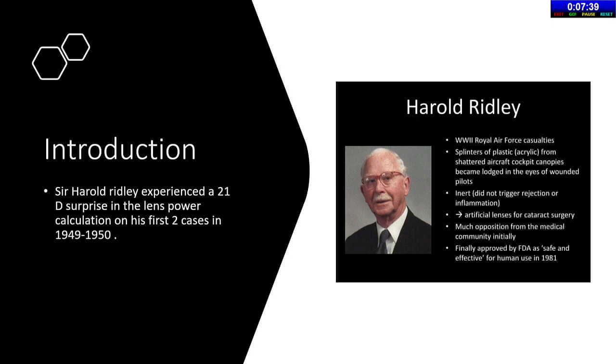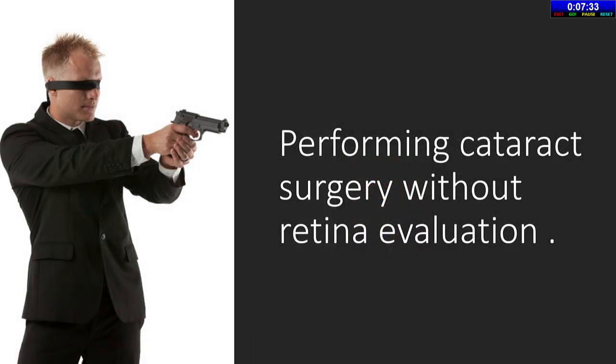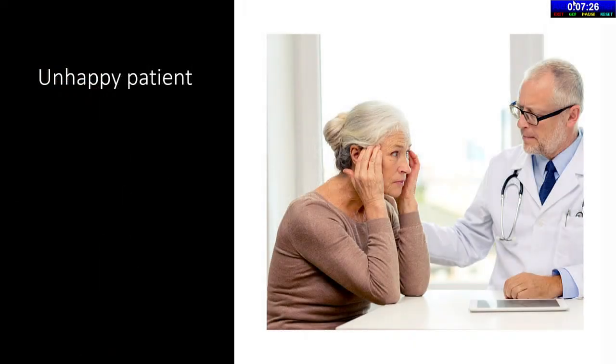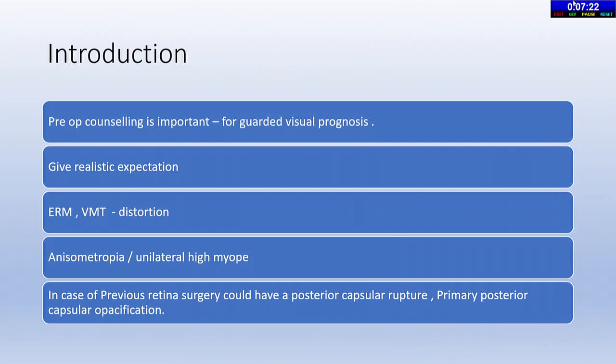Pre-op counseling is the key for operating on patients with retinal pathologies, and a guarded visual prognosis should be explained. We have to give a realistic expectation. Patients may have an ERM or a vitreomacular traction which can cause distortion. So this has to be detected and counseled appropriately. Sometimes we'll have an anisometropia with unequal axial lengths, or a unilateral high myope, who would be a known amblyope since childhood. So these things should be counseled preoperatively.